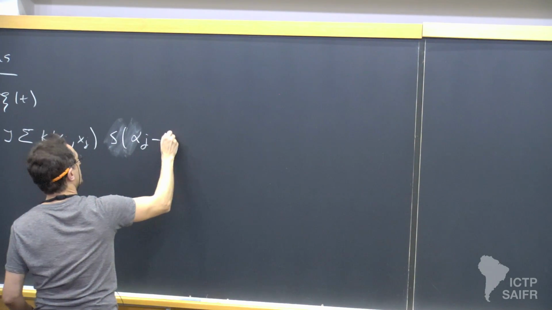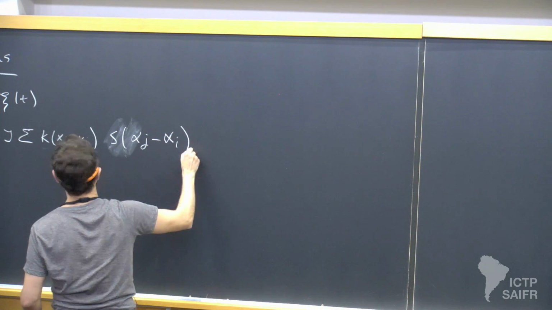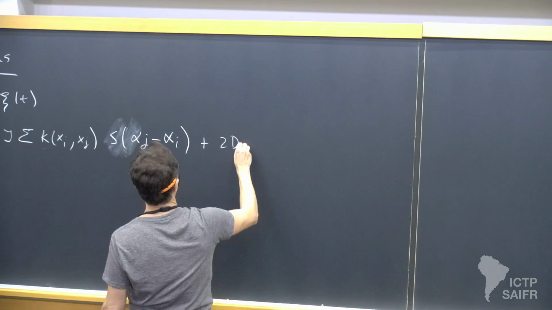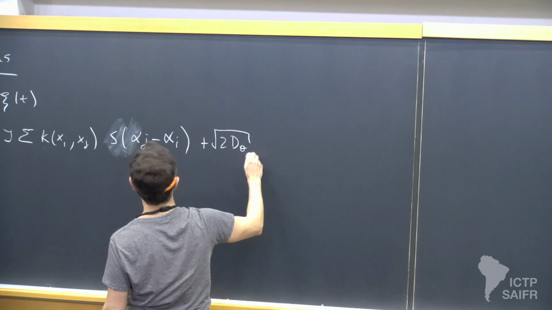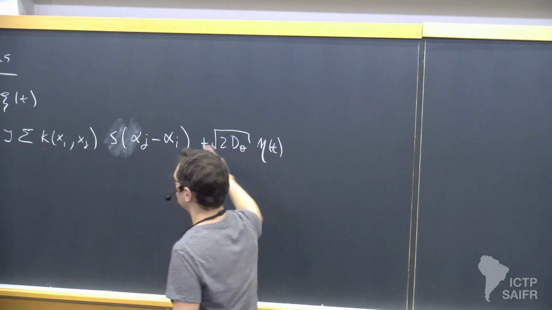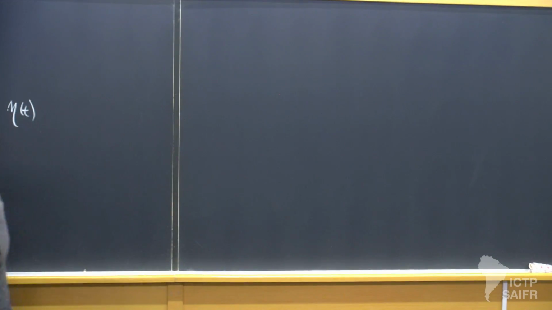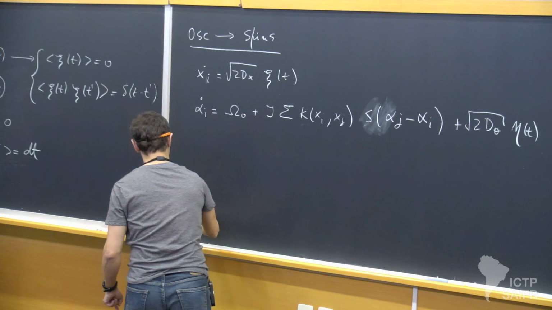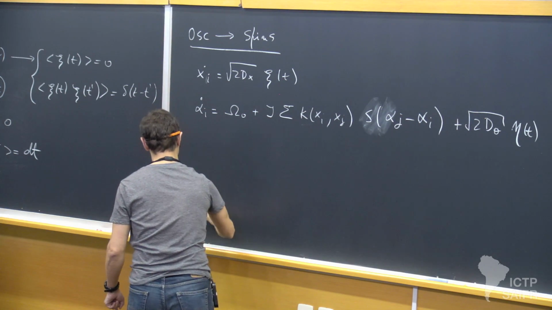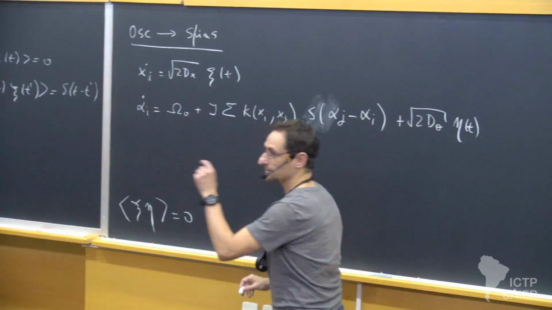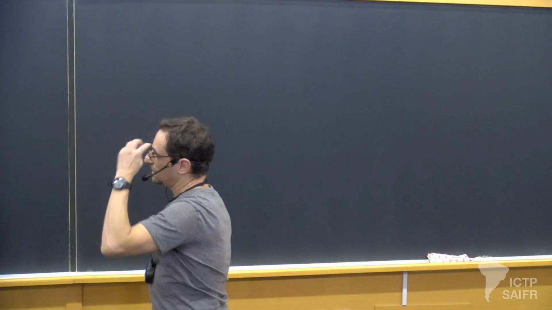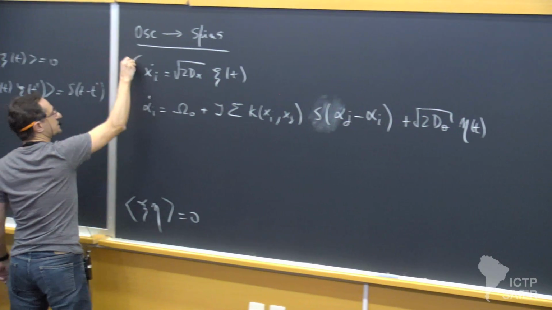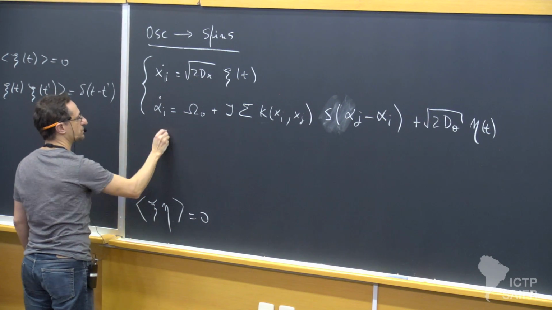Alpha J, alpha I. And let's call this eta. These are two different delta-correlated noises, and their cross-correlation is always 0 if I look at this. They are independent. Okay, so this is my system of identical oscillators, and then we do the transformation where I'm going to define this variable.